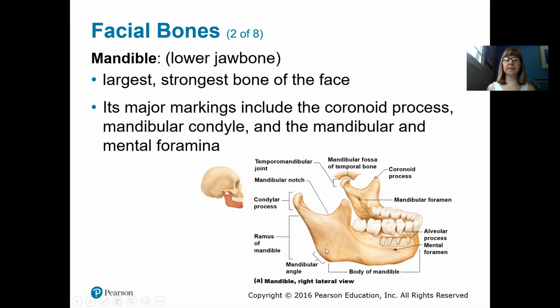It's got the ramus, which is the arm, and it's got the condylar process. This is where the temporomandibular joint is right here. And so that's an important part to remember, because when we get to joints, we'll be talking about that, okay? So that's the temporomandibular joint right there that we'll be studying later on when we get to joints.